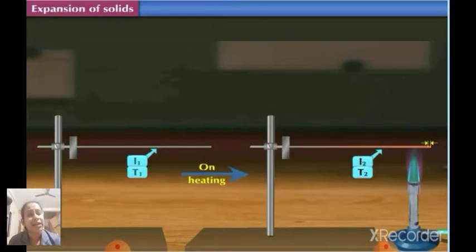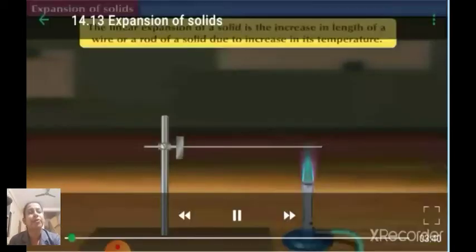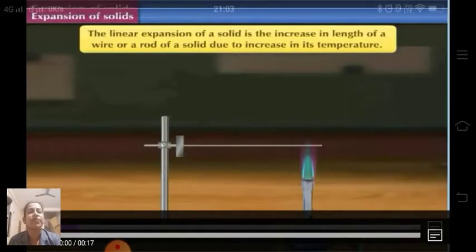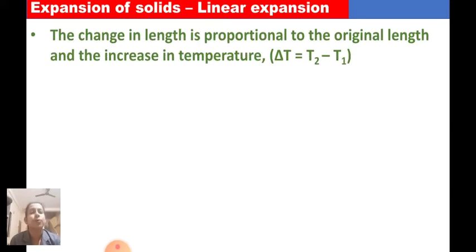So let's try to find out how we can measure this length. This can be measured by finding the formula. So let's try to find that formula now. How can we find that formula? The change in the length, always remember, is directly proportional to the original length and the increase in temperature. How much temperature you have increased.